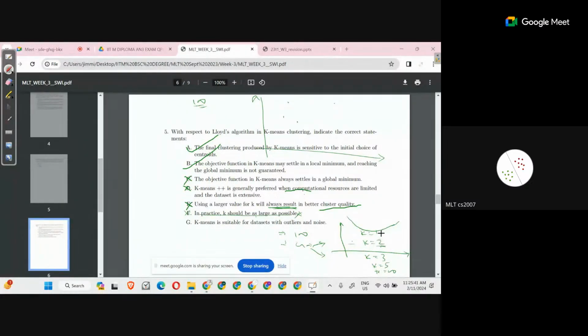It doesn't matter whether it's a lesser or a greater, some optimum k value. So here, the sentence specifically says a larger value of k will always result in better quality. Okay, so that is not always true. Understood, sir.